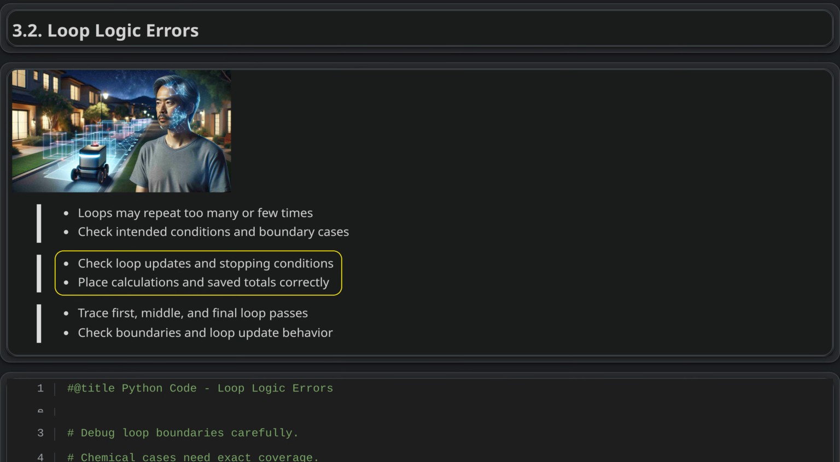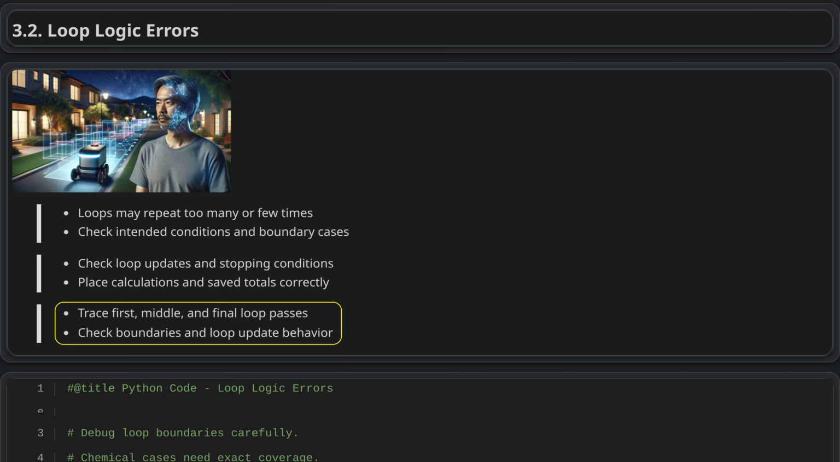Mistakes can also come from placing calculations inside the loop when they belong outside, or the reverse, which can produce wrong results. To debug, check what changes each pass, what should stay constant, and what must be reviewed after the loop finishes.